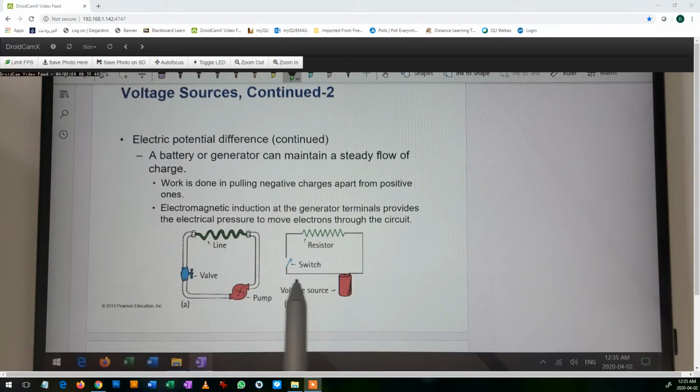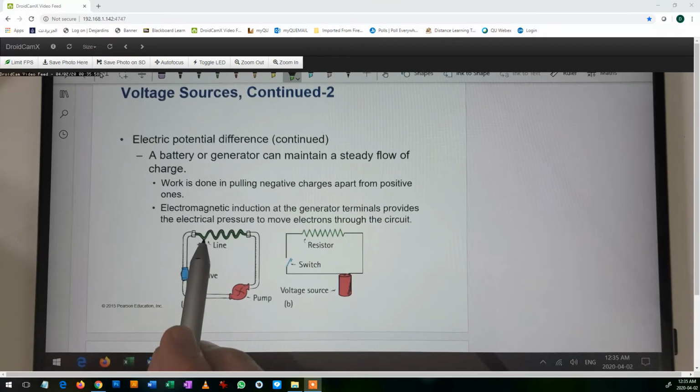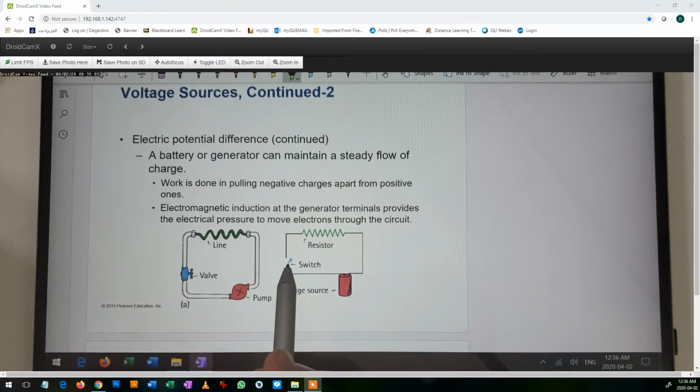He is comparing water with electricity just to make it as imaginable as possible. So here in a water circuit, we have a valve to switch on and off. We have a line, a kind of hose, where the water will be transmitted. And then we have a pump, a valve. Here we have a switch.